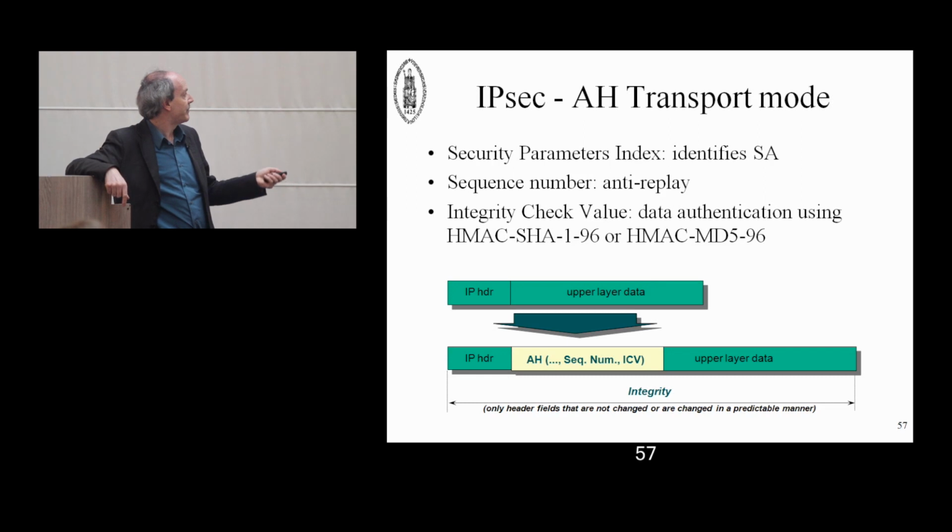Okay, so you take the packet and you insert a header which has a MAC. It's not called a MAC, it's called integrity check value, because you want to be original, you invent a new name for some existing mechanism. So this is ICV. There is a sequence number for anti-replay. And what is interesting is you also MAC part of the header. For example, source and destination, but not the hop count.